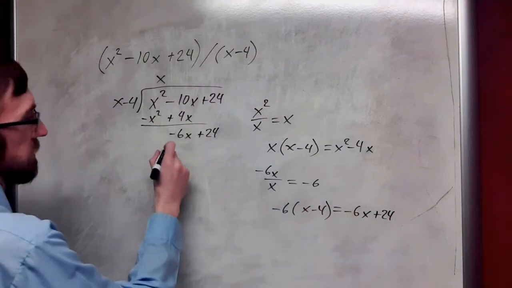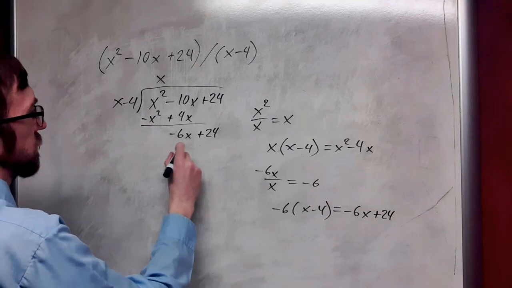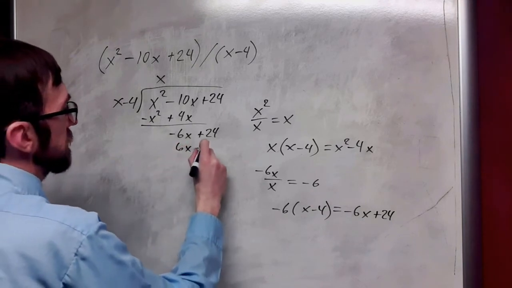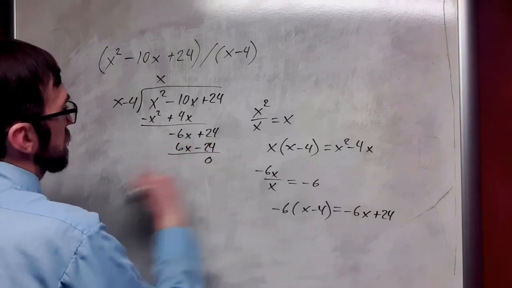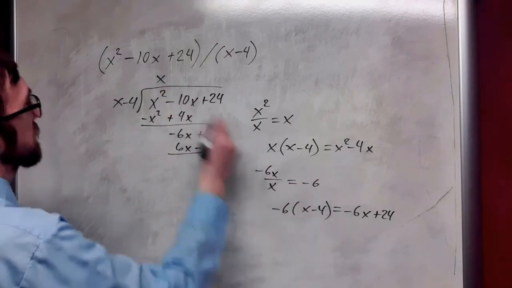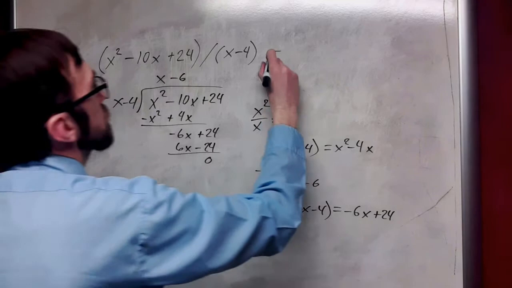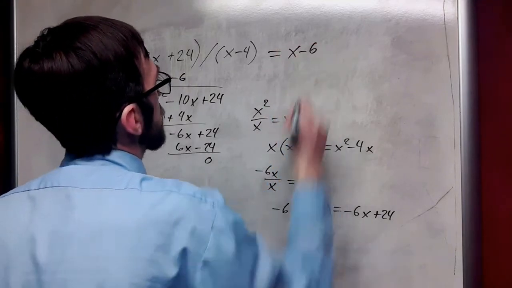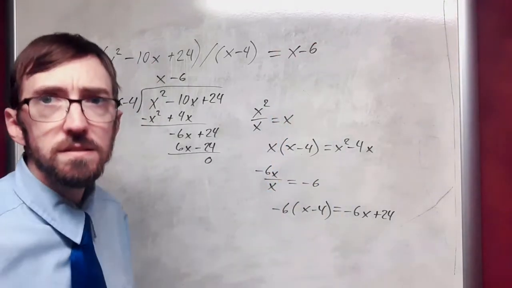I'm going to take that and subtract that over here, so all the signs are changing again. That ends in 0, so that's good. And we had -6 here. So the quotient we're looking for here is -6.